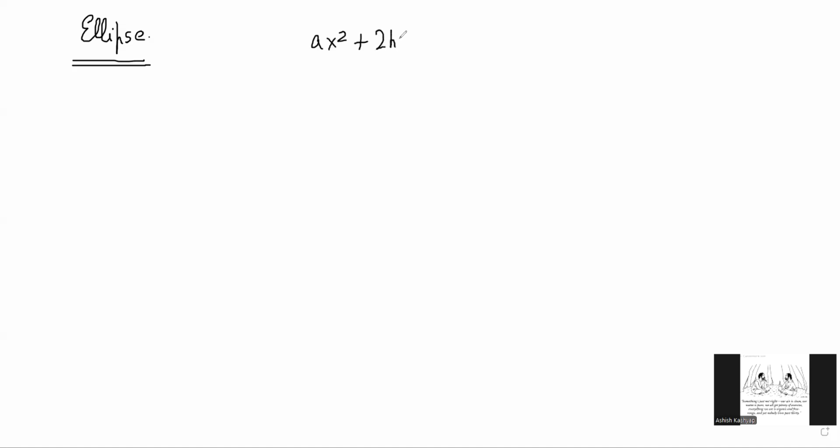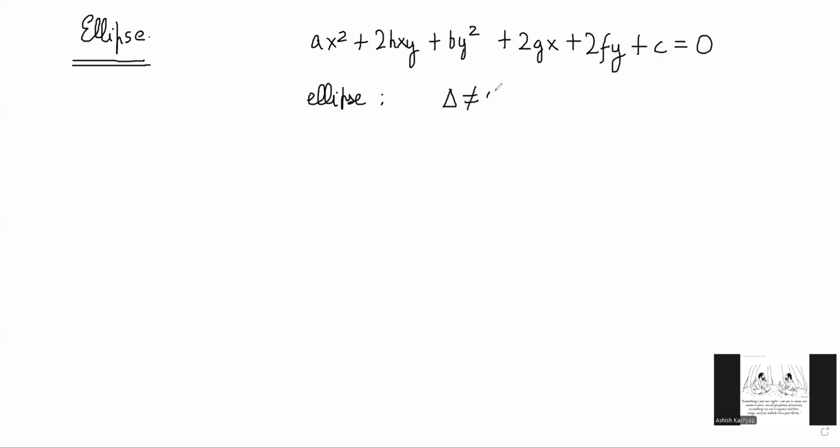equation like this, 2gx plus 2fy plus c equals 0. In this equation, the condition for this to be an ellipse is del is not equal to 0, where del is the discriminant. We have studied that in previous videos. And also h square minus ab should be less than 0.